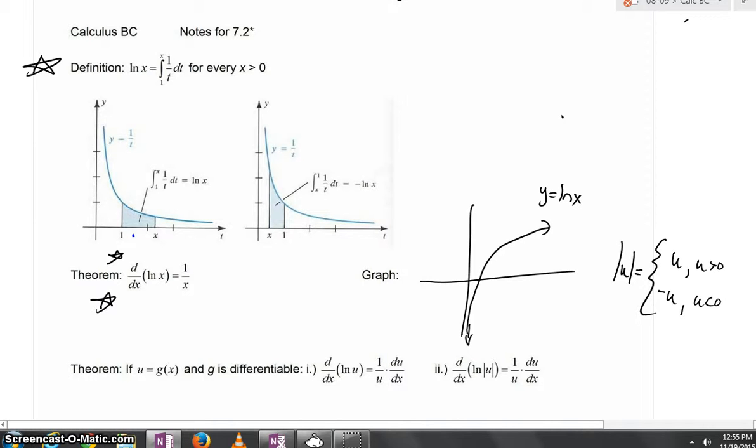Of course, an accumulation function would be representing some function in general. We're making a bold claim here. We're saying, by definition, that's the natural log function.